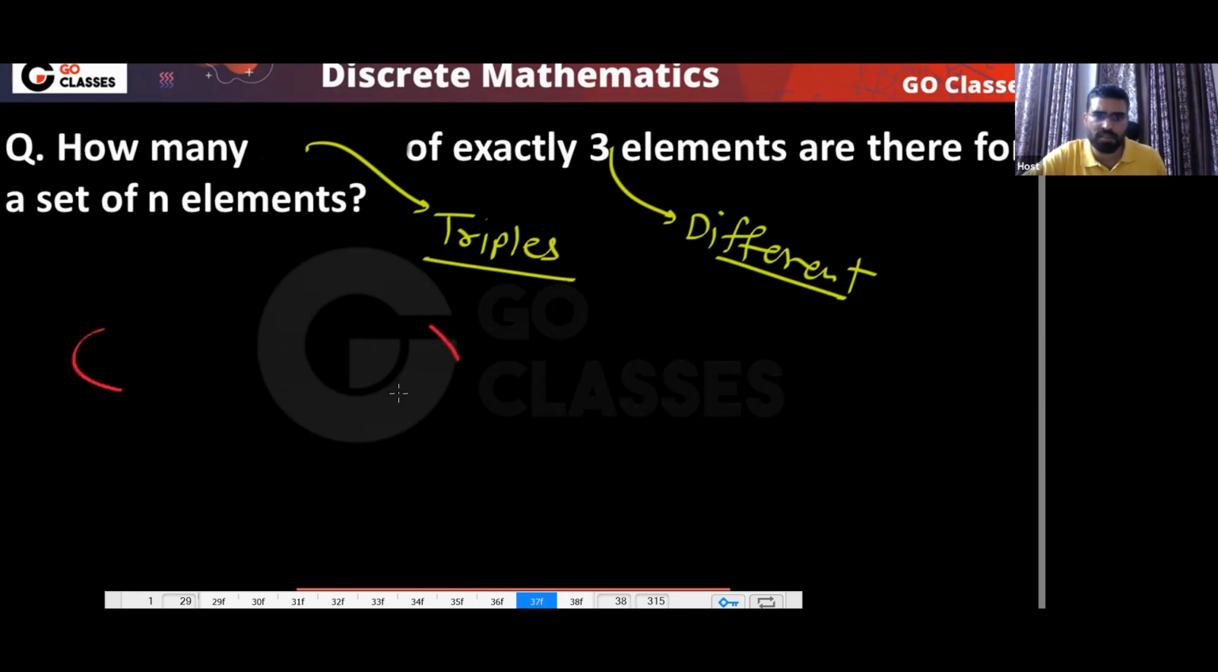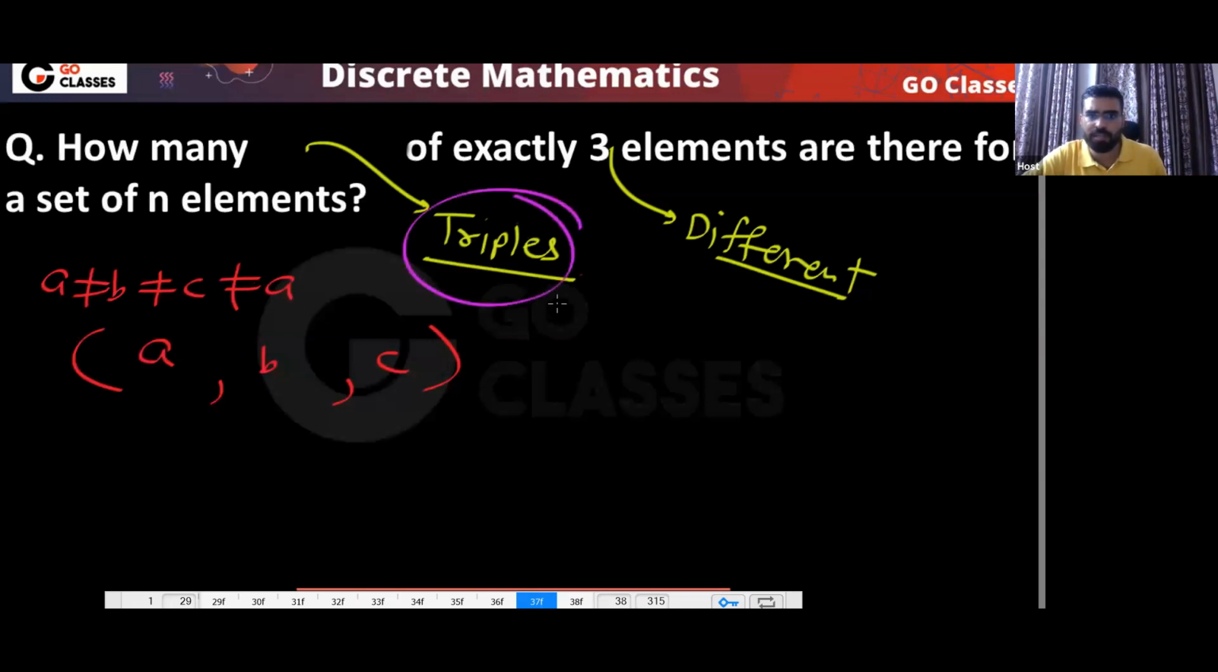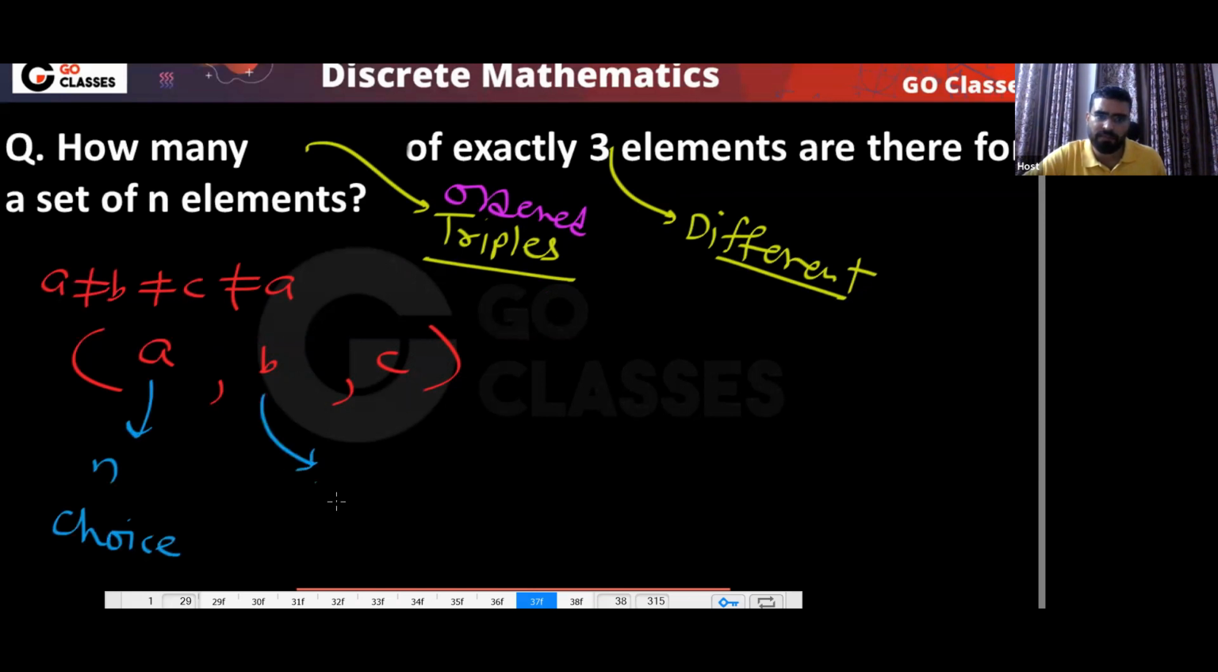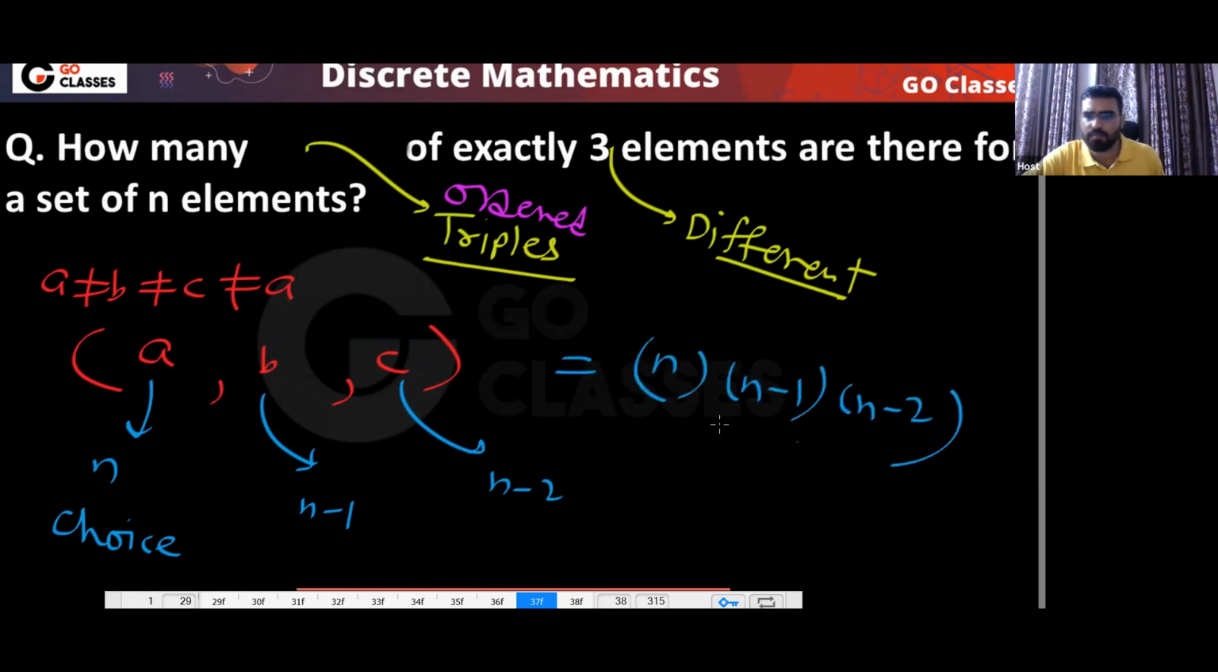If I ask you this question, life is very easy. Yes or no? A, B, C, they are different. A is not equal to B, B is not equal to C, C is not equal to A. So if I ask you how many ordered triples of three different elements, now life is very easy. For this you have n choices, for this n minus 1 choices, for this n minus 2 choices. Very simple. Your life is very good if I ask you about ordered triples.